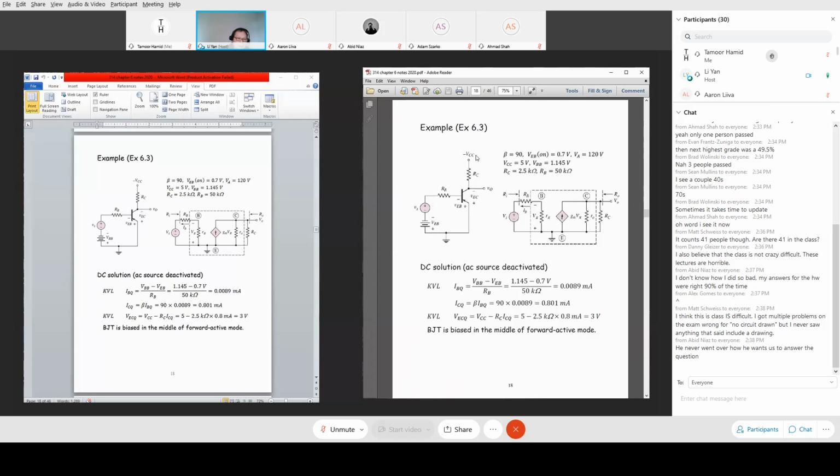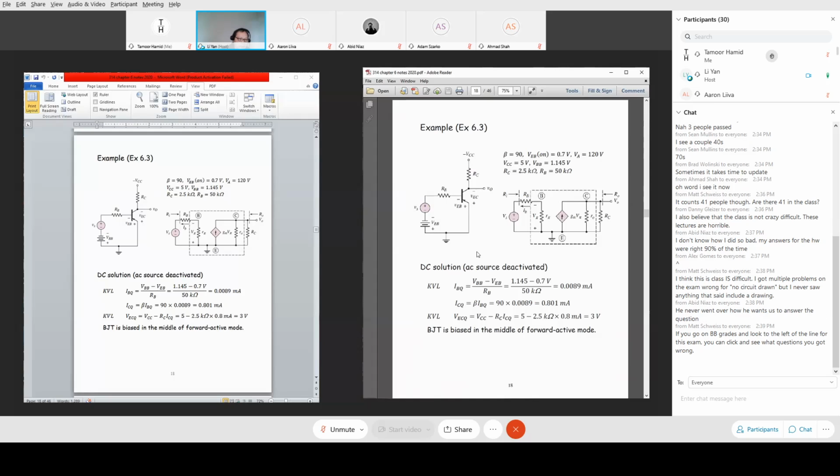We bias the circuit with a negative bias, but the magnitude of the bias voltage VCC is equal to 5 volts. The other bias voltage is VBB, which is 1.145 volts. Two resistance values are given, RC and RB. How do we solve this circuit fully? We have to know where the DC bias is, or the quiescent point. So we want to find a DC solution. How do we handle the DC solution?